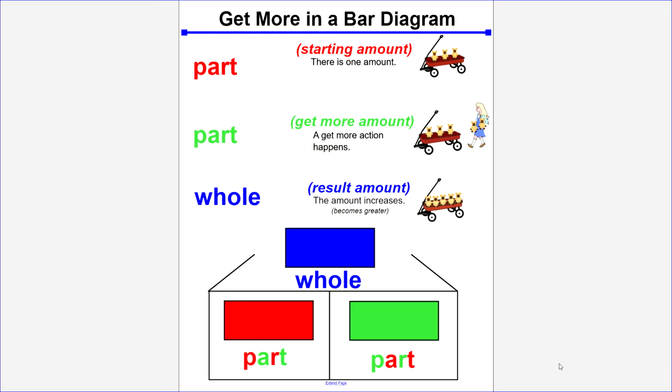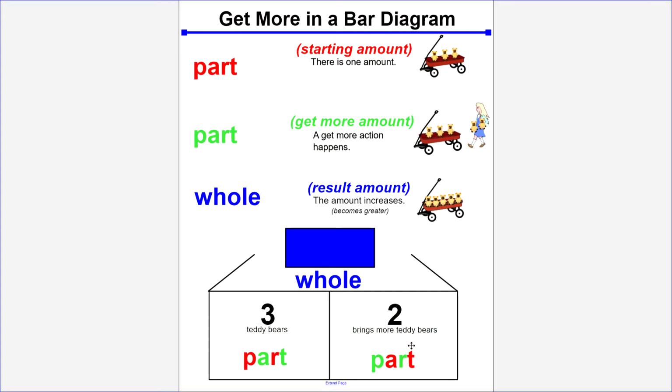With this problem, we know that there were 3 teddy bears to start with. Since this is the starting amount and it is a part, I would put it inside of the bar diagram. 3 teddy bears. Then let's think about the get more amount. The get more amount in this problem was 2 because the girl brought 2 more teddy bears to the wagon. I know that that is also a part, so I will also put that inside of the bar diagram. Here you can see I have 2 more teddy bears. It's the teddy bears the girl brought.